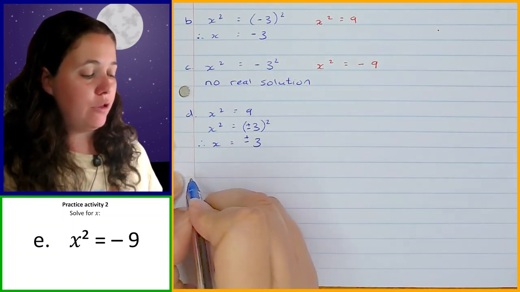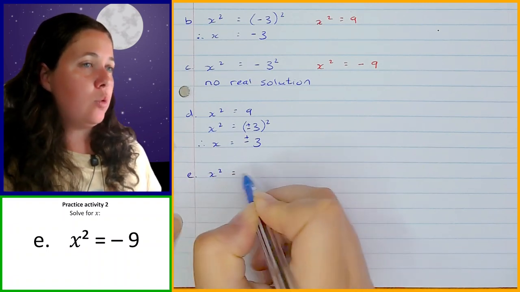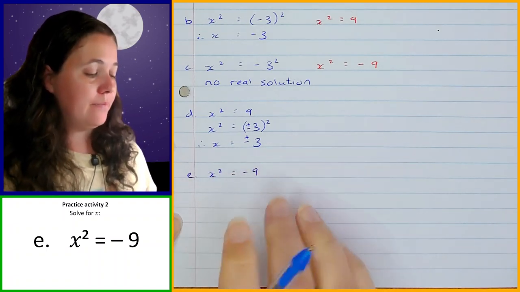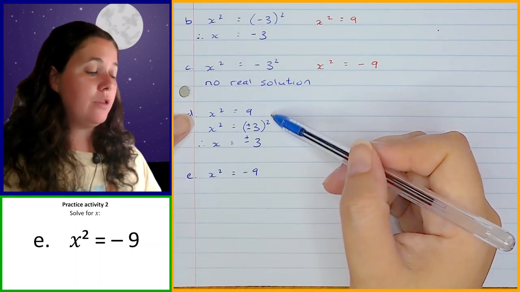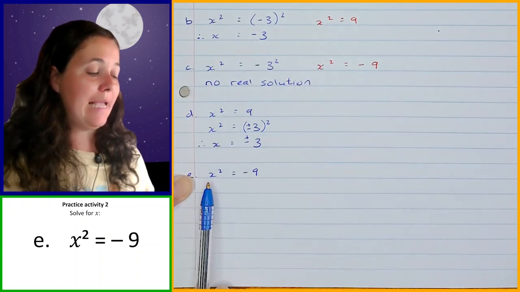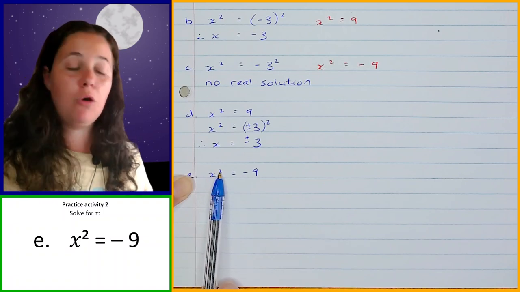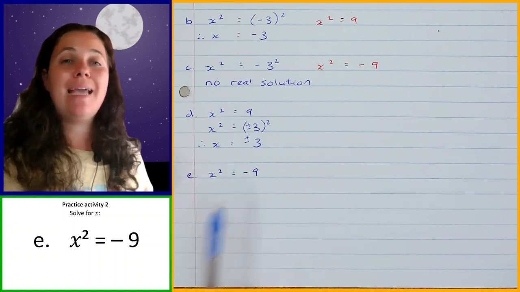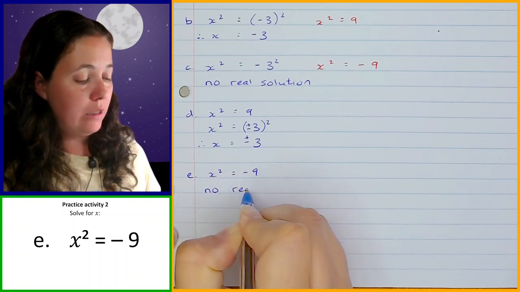Question E, rather. I've got x squared equals negative 9. Very similar to what I had over there, but this one is going to be exactly the same problem as what I have over here. I cannot have something that is squared, or something that has an even exponent, equal to a negative number. It's never going to work. So this is also no real solution.